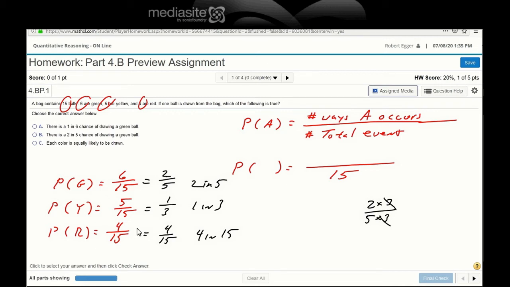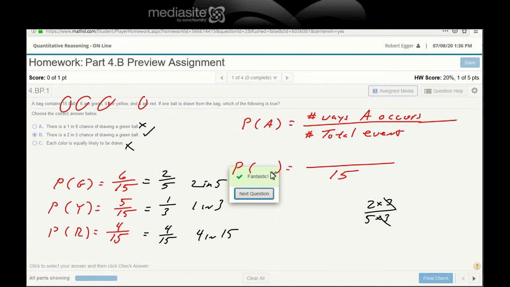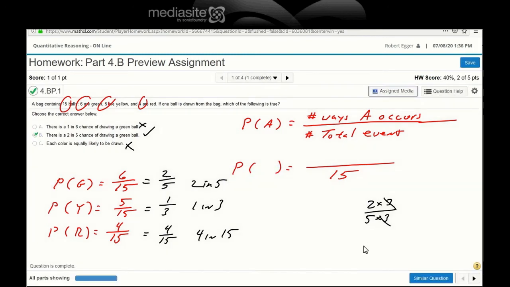So let's look at A. There's 1 in 6 chance of drawing a green ball. No. There's a 2 in 5 chance of drawing a green ball. Yes. Each color is equally likely to be drawn. No. So it has to be B. And a little math error was found.